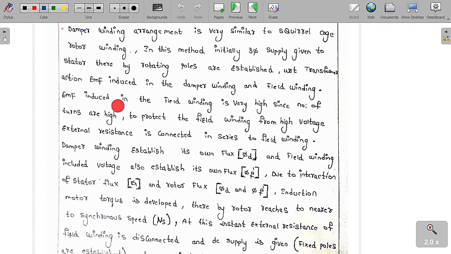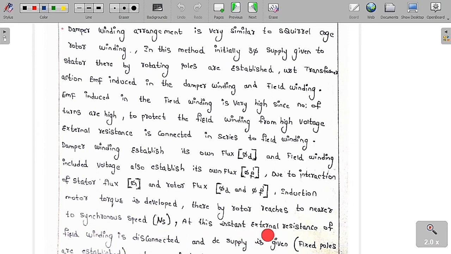With respect to transformer action, EMF is induced in the damper winding and field winding. EMF induced in the field winding is very high, since the number of turns is very high. To protect the field winding from high voltage, external resistance is connected in series to the field winding. The damper winding establishes its own flux phi d and the field winding induced voltage also establishes its own flux phi f dash. Due to the interaction of the stator flux phi 1 and the rotor fluxes phi d and phi f dash, induction motor torque is developed, thereby the rotor reaches near to synchronous speed Ns.